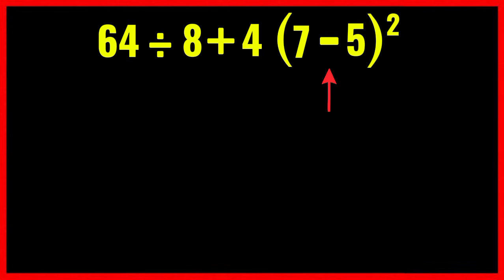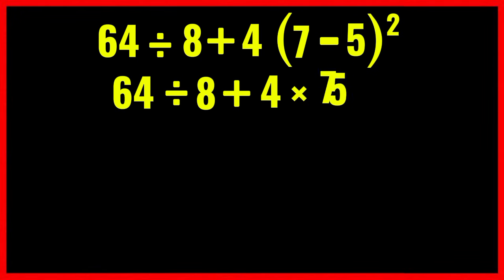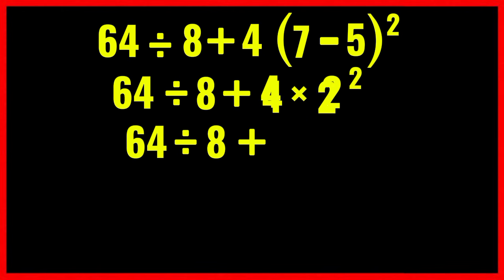First, solve the parentheses. 7 minus 5 equals 2. Now our expression becomes 64 divided by 8 plus 4 times 2 squared. At this point, many people immediately multiply 4 by 2. That gives 64 divided by 8 plus 8 squared. Now they calculate 8 squared. 8 squared equals 64. So the expression becomes 64 divided by 8 plus 64.